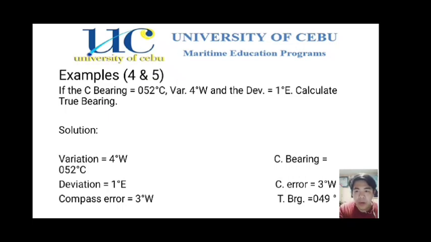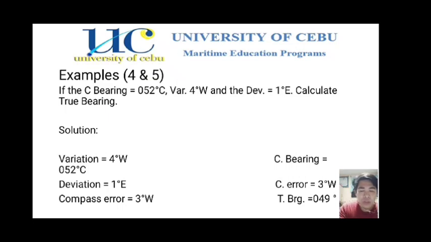If the course bearing is equal to 52 degrees course, the variation is 4 degrees west and the deviation is equal to 1 degree east, calculate the true bearing.